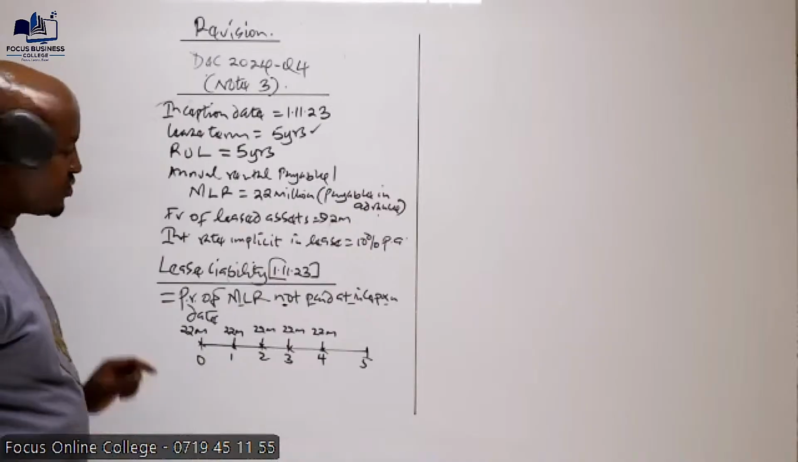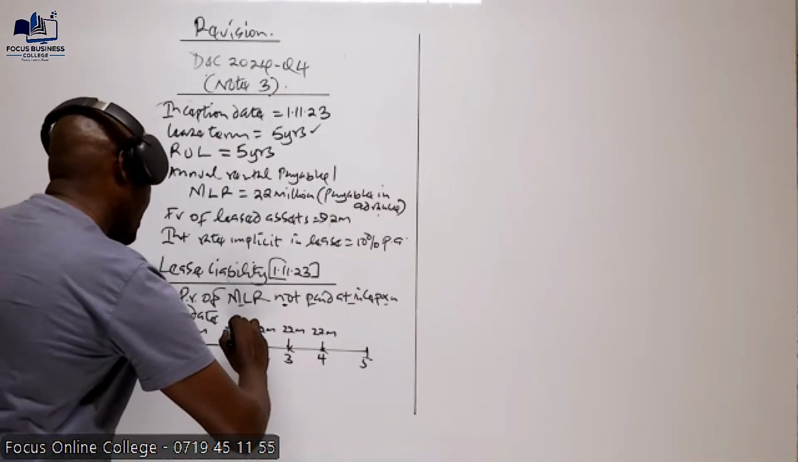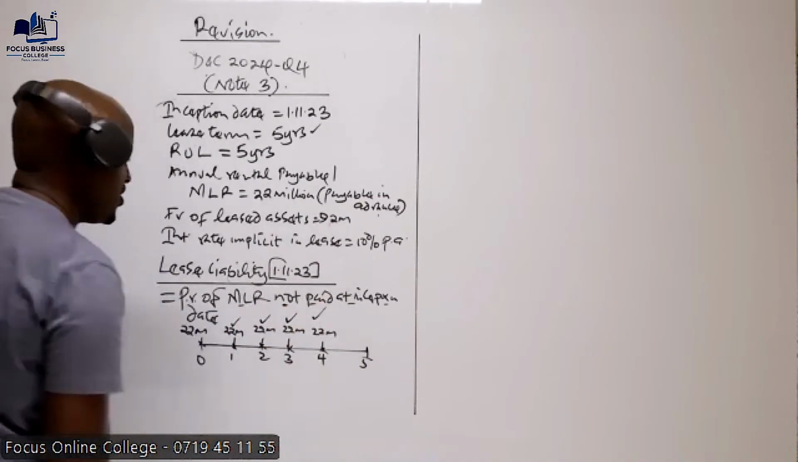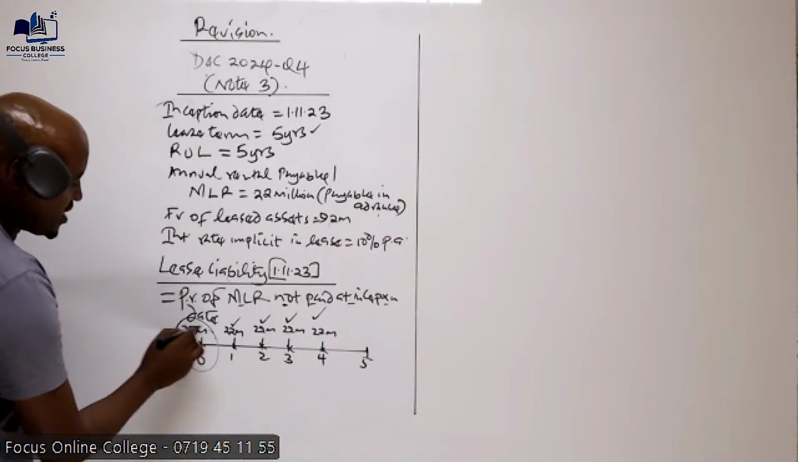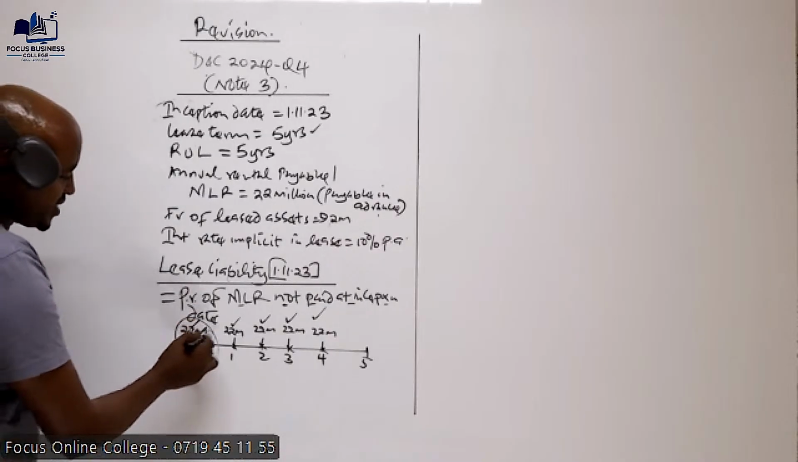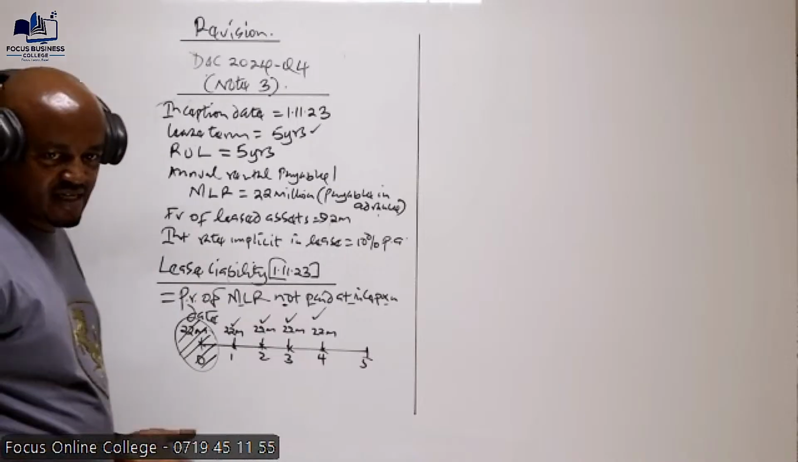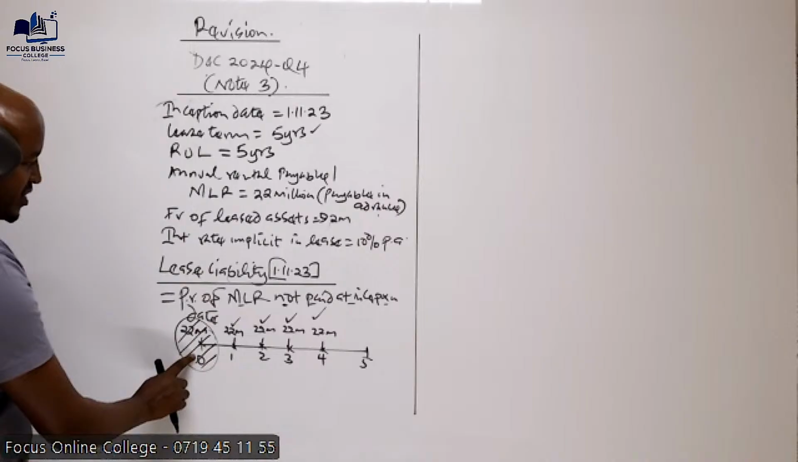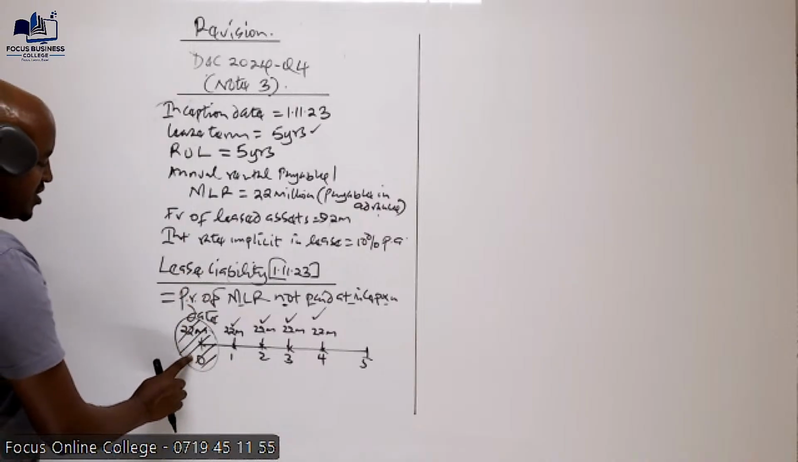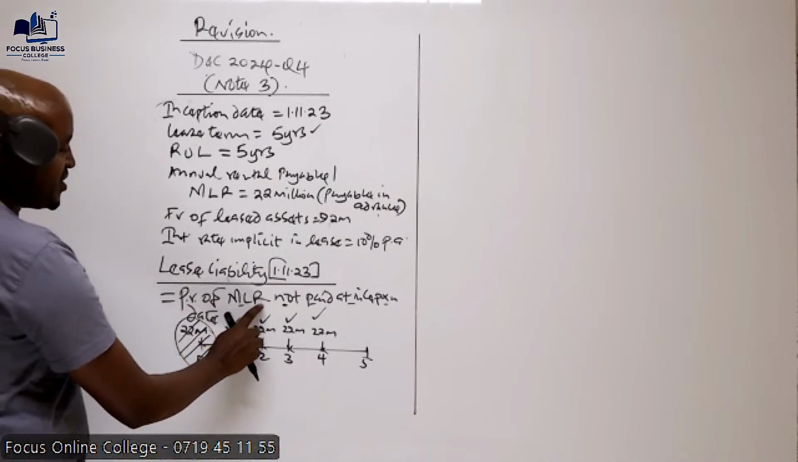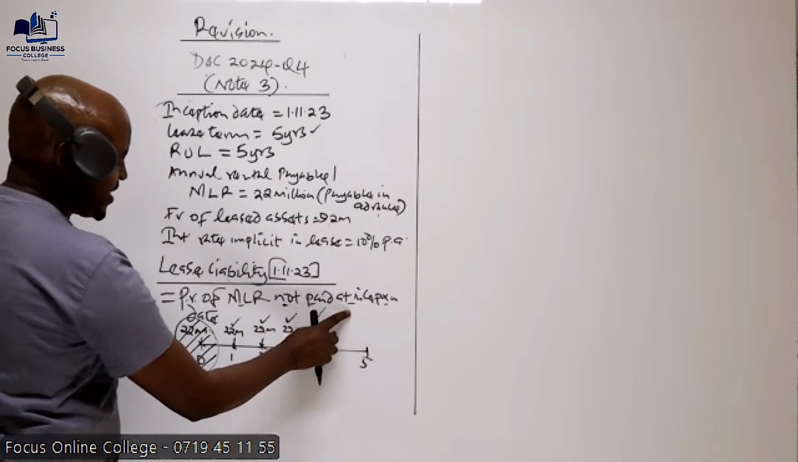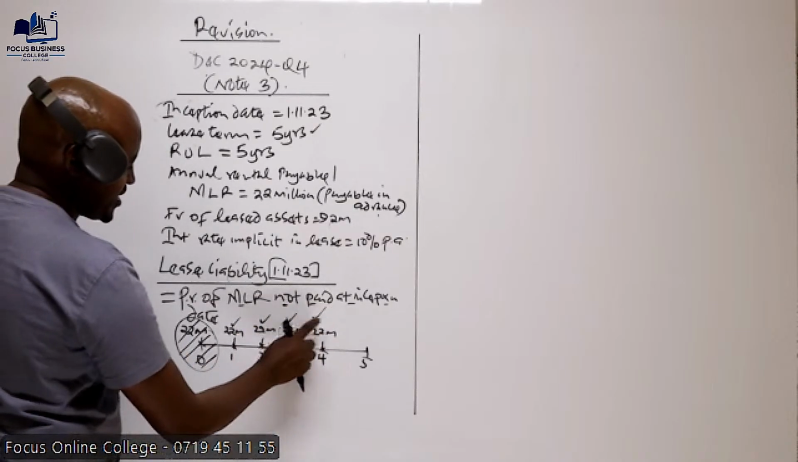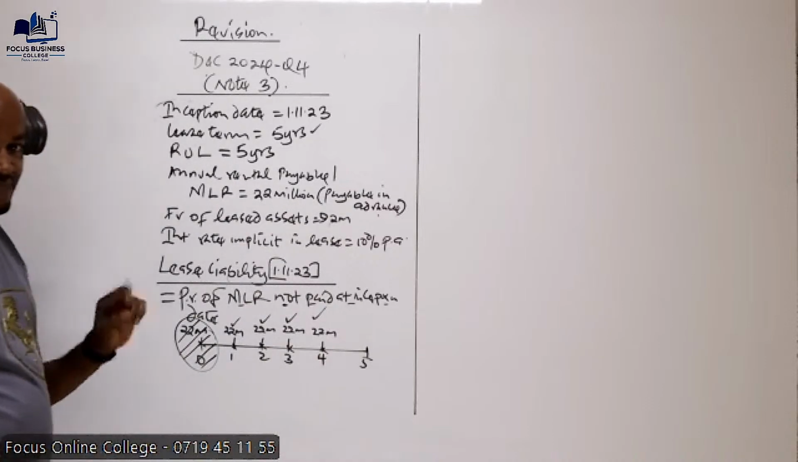The minimum lease rentals which were not paid at the inception date is that, and that. So in this case, this is an amount which was paid at the inception date. So we say that this one does not form part of the liability. This one has already been paid. When discounting, we don't include this. When computing the lease liability, we don't include this. That's why we are talking of minimum lease rentals not paid at the inception date. This, and that are the amounts not paid at the inception date.